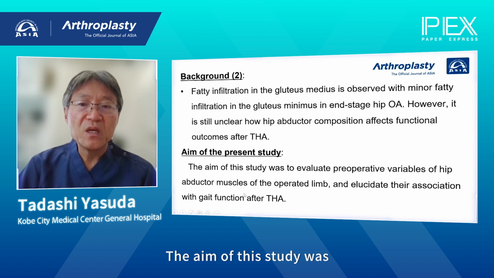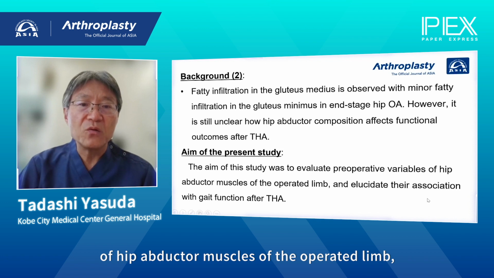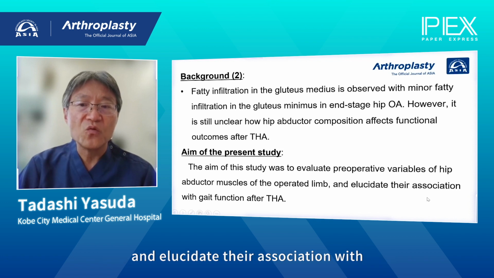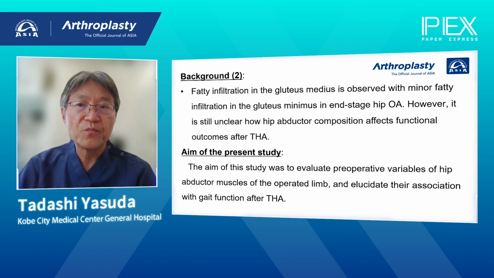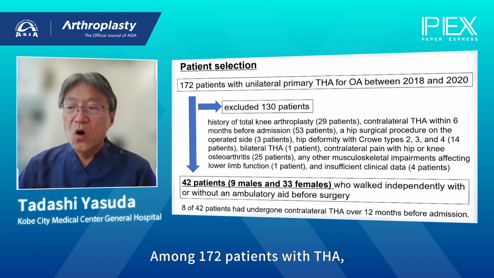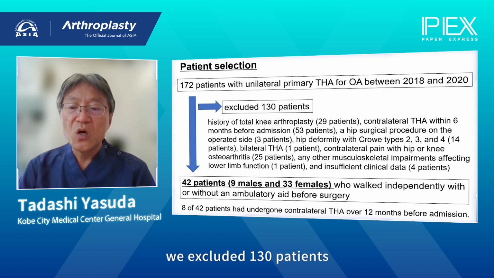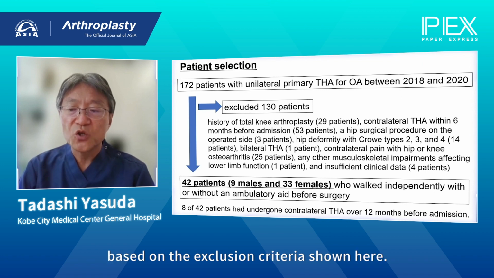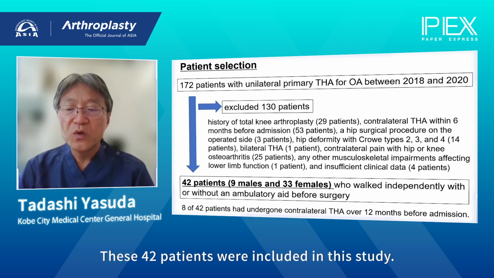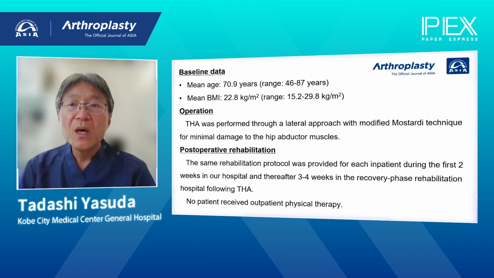The aim of this study was to evaluate preoperative variables of the hip abductor muscles of the operated limb and elucidate the association with gait function after THA. Of 172 hip OA patients with THA, we excluded 130 patients based on the exclusion criteria shown here. The resultant 42 patients were included in this study. Mean age was 70.9, mean BMI was 22.8.